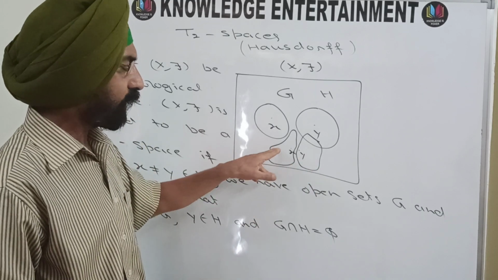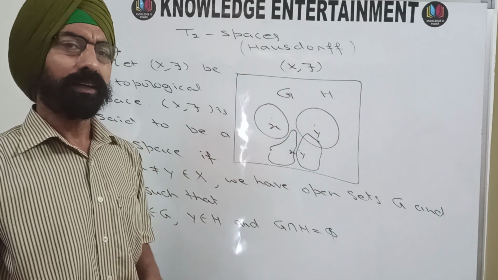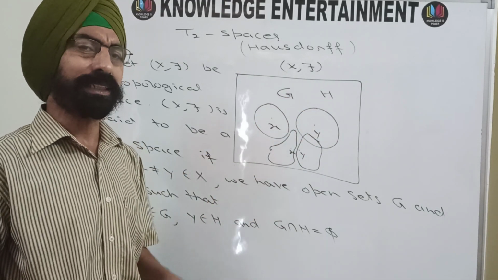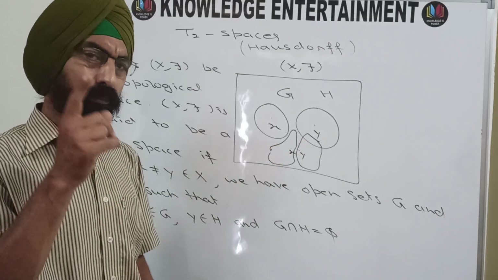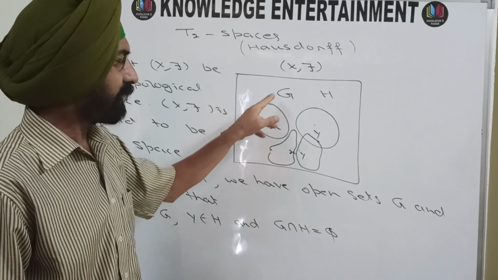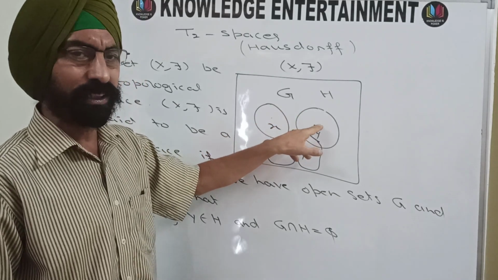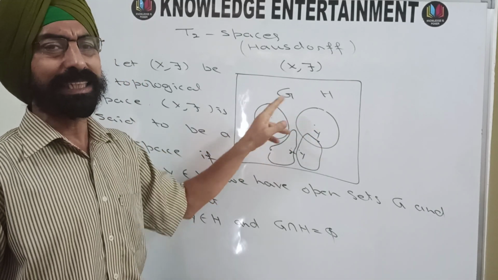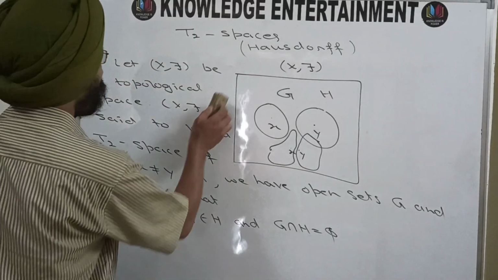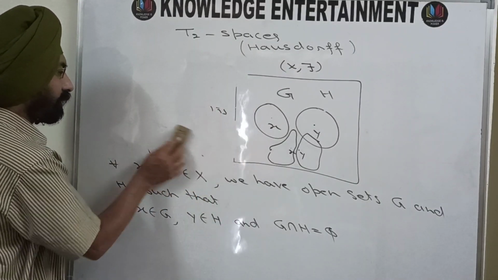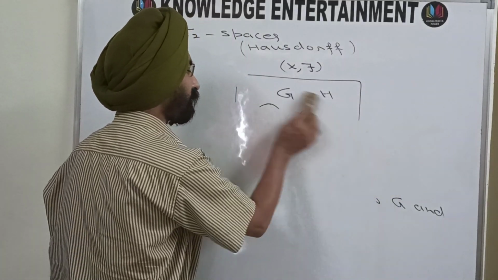You take a point X here, you take a point Y here, you must have an open set containing X and you must have an open set containing Y, and these two open sets must be disjoint. That is the additional condition here from T1 space. In T1 space, you were not having the condition that the two sets G and H must be disjoint, but in T2 spaces, this is the additional condition that two open sets G and H must exist such that X is in G, Y is in H, but the intersection of G and H should be phi. That means G and H should be two disjoint sets. Now this is the definition. I think you must have understood what a T2 space, what a Hausdorff space is.